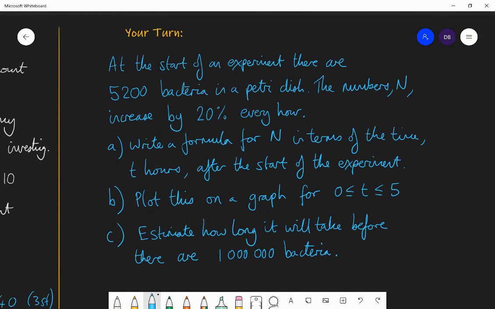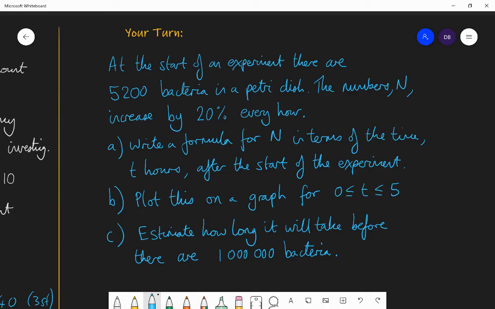At the start of an experiment, there are 5,200 bacteria in one petri dish. The number n of bacteria increases by 20% every hour. I want you to write a formula for the number of bacteria n in terms of the time t in hours after the start of the experiment.